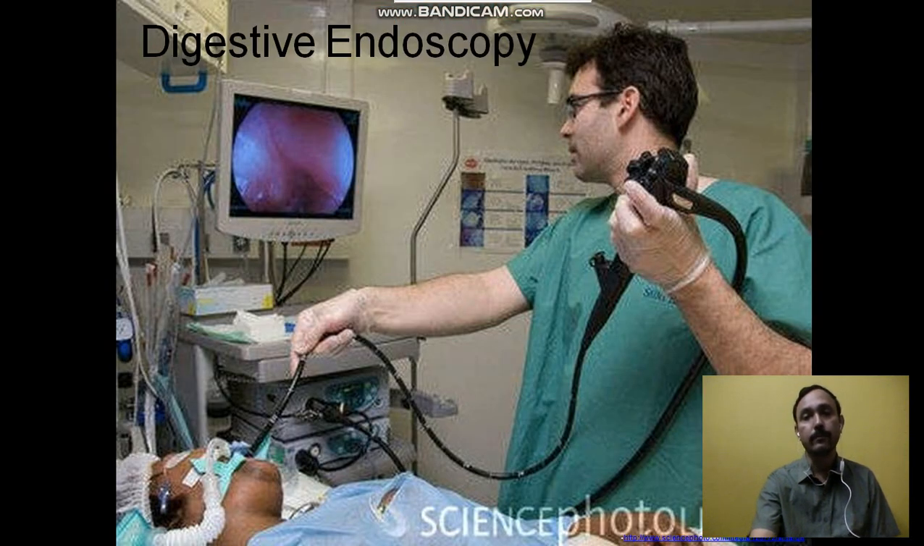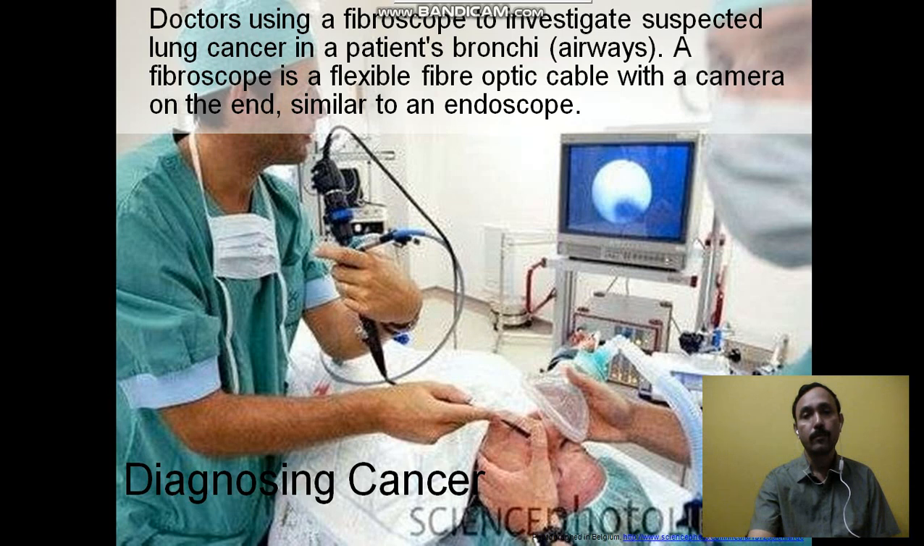This is the digestive endoscopy. This picture is taken from Science Photo Library. Diagnosis of cancer. Doctors using a fibroscope to investigate suspected lung cancer in a patient's bronchi. A fibroscope is a flexible fiber optic cable with a camera on the end, similar to an endoscope.